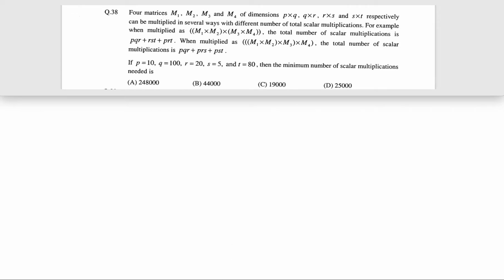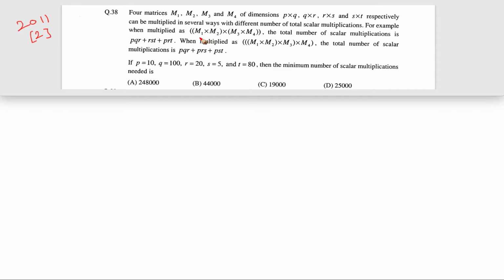Okay, now let's see this question. This question came in GATE 2011 for 2 marks. The question is, 4 matrices M1, M2, M3 and M4 of dimensions P cross Q, Q cross R, R cross S and S cross T respectively can be multiplied in several ways, right?